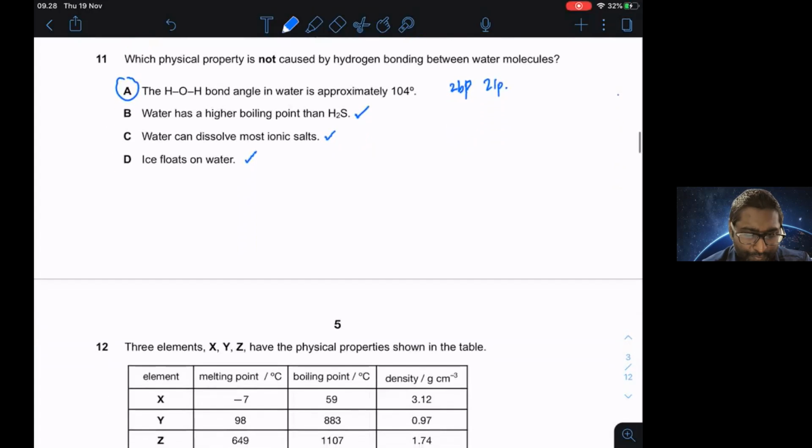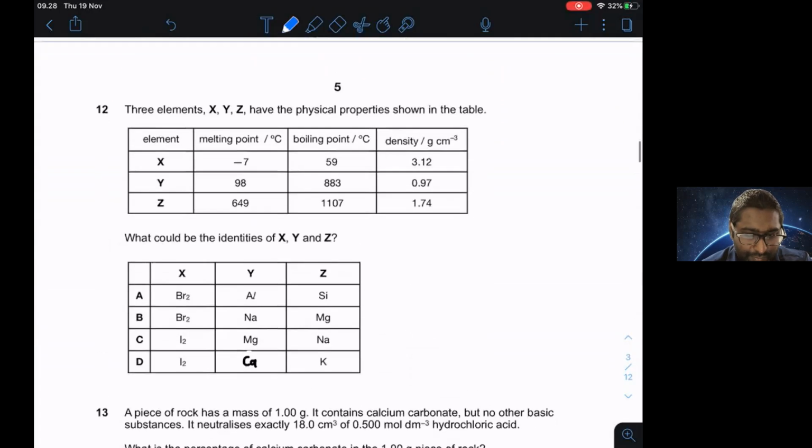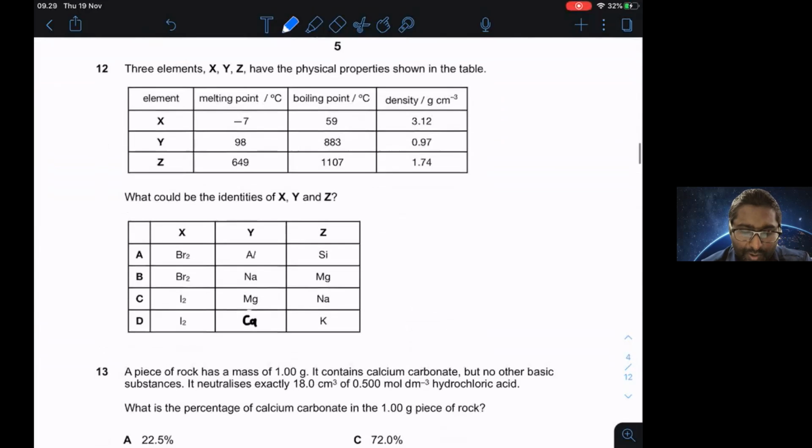Now for 12, the three elements have the physical properties as shown in the table. We have a lower melting point here for X. It means that at 25 degrees Celsius, it has already melted, so it must be liquid.